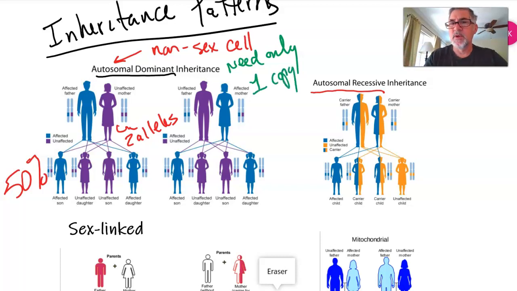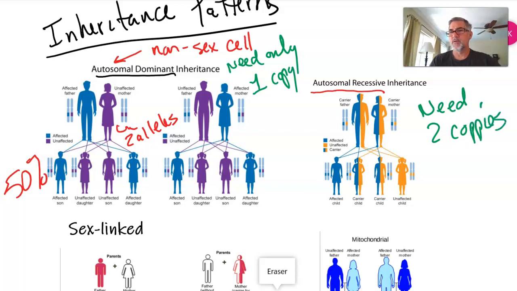I only need 1 copy. So autosomal recessive, I need 2 copies. So if mom and dad are both carriers, right, 25% of my offspring, if you remember your Punnett squares and stuff, 25% of my offspring will have the disease. 50%, right, will be carriers. I guess they had it over here like this. So this is my affected child over on this side. Right? And then 25% will be unaffected.